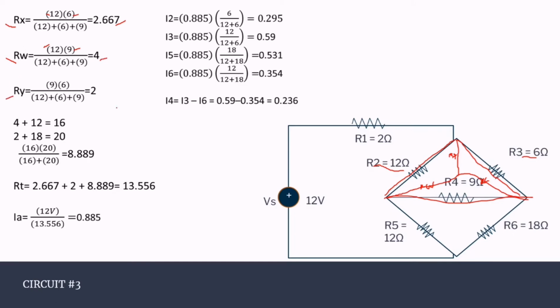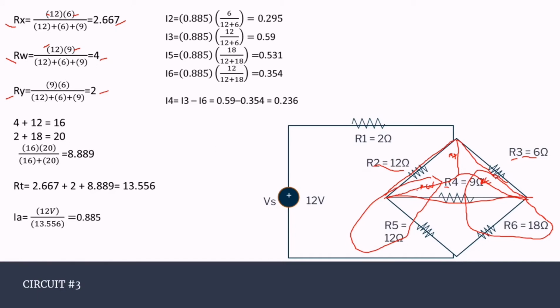And our RY, going to get R4 and R3. We have 9 times 6 over all of the sides. 12 plus 6 plus 9 is equal to 2. Since R5 is in series with our RW, and R6 is in series with RY, we're going to add them.